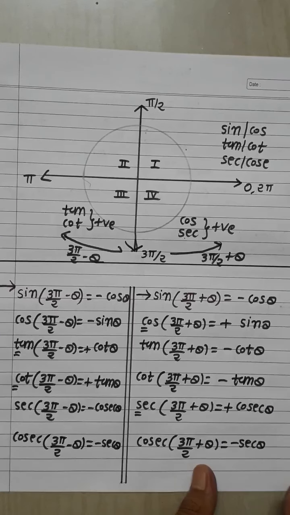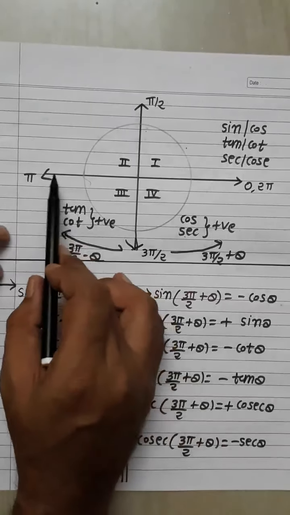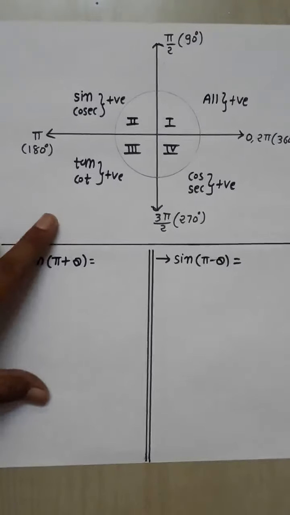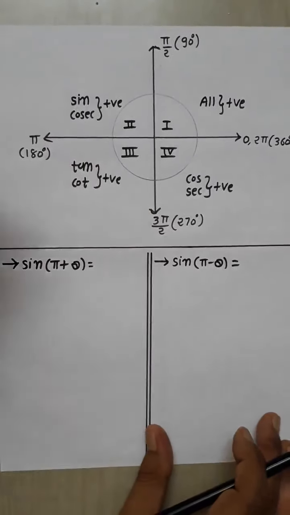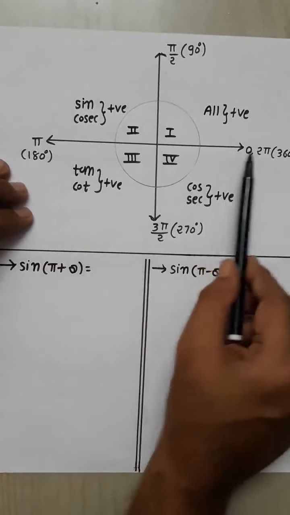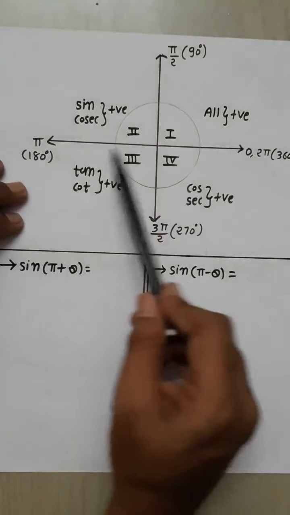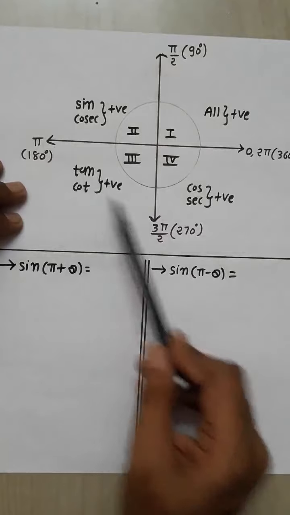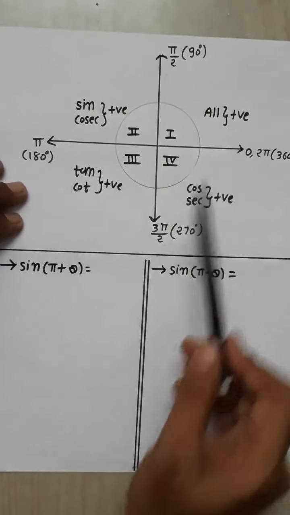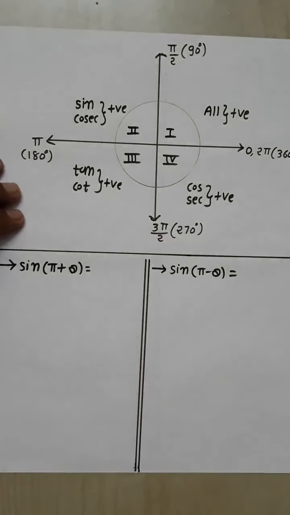Now suppose the value is present on the x-axis. So how can we work it out? See here again, suppose the value is present on the x-axis like sin(π + θ), sin(π − θ). So π is present on the x-axis. So how can we find the value of this function?